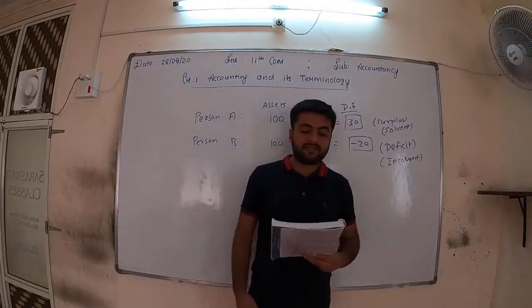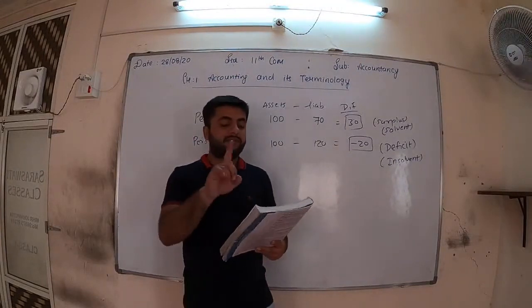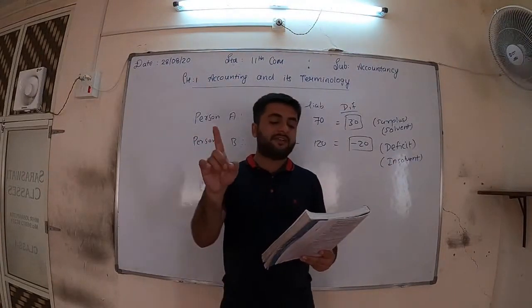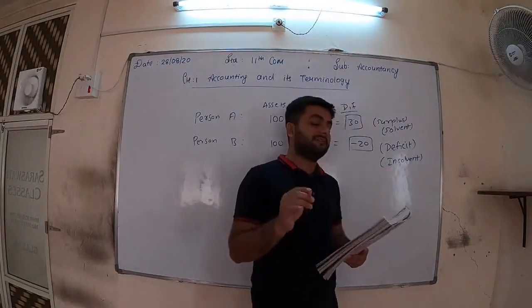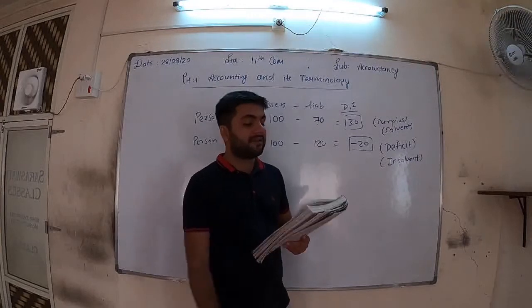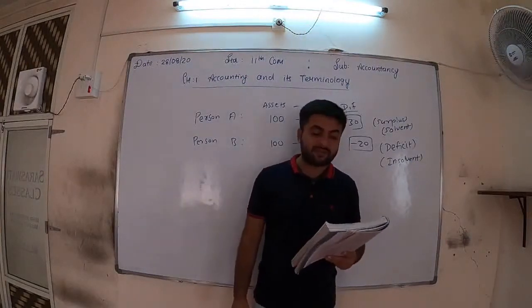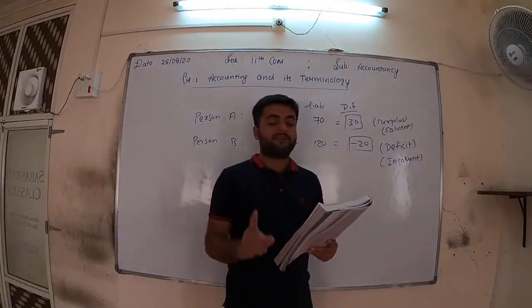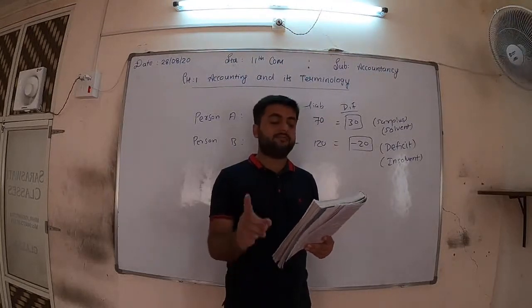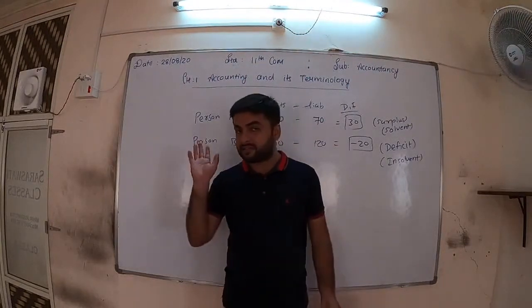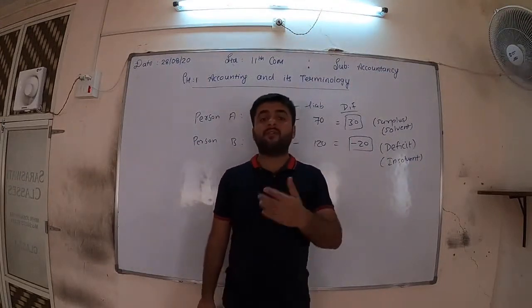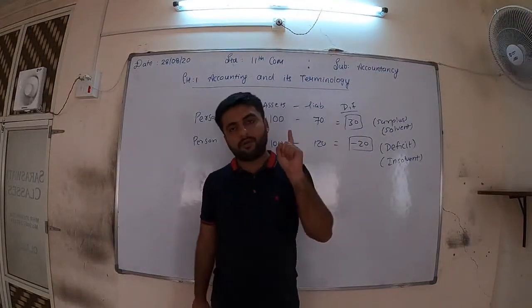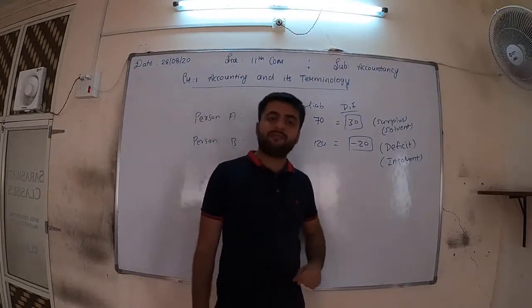Whereas insolvent means, in accounting, a person who doesn't pay his financial obligations and whose assets are less than his liabilities, that person is known as an insolvent person. Unless the person is declared insolvent by the court, he cannot be treated as insolvent. Means who will decide whether this person is solvent or insolvent? Not me and you. Who will decide? Only the court will decide. Why will the court decide?